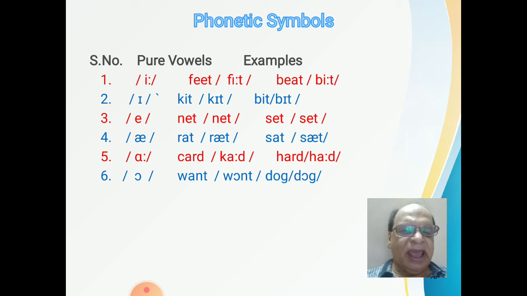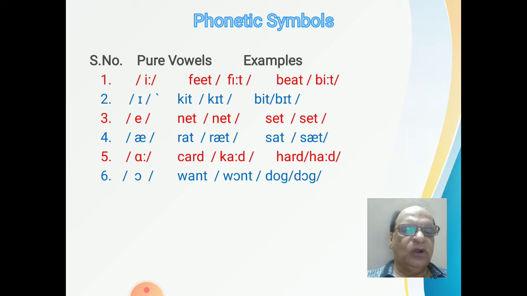The fourth one is this A. Now mind it, this A sound is not there in Hindi. This you have to articulate. When you speak this sound, your lower jaw will go lower down. Rat, sat. I think you would like to repeat with me after that. Rat, sat. The fifth one is the A sound, very easy for you because it is there in Hindi. Card, hard. The sixth one is the O sound.